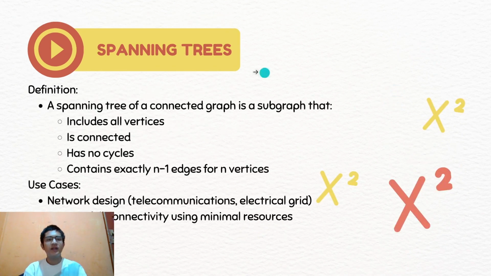Spanning trees. A spanning tree of a connected graph is a subgraph that includes all vertices, is connected, has no cycles, and contains exactly n minus 1 edges for n vertices. This concept is useful in designing networks, such as telecommunication or electric grids, where you want full connectivity using the fewest possible connections.